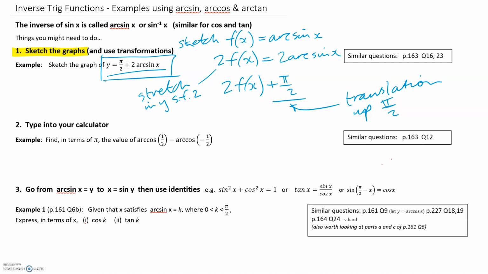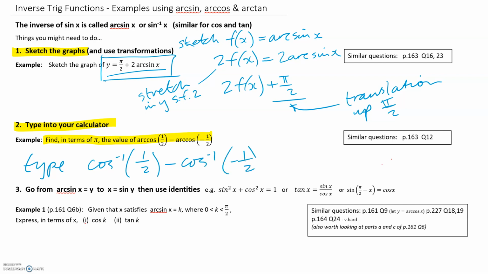Now these are even easier. If you're asked to find in terms of pi the value of this, you just type it into a calculator. So you would just type cos, you have to shift cos and then just half. Make sure you put brackets around these and close the brackets, but it's pretty hard to go wrong here, I think. I got minus pi over 3 for this. Obviously you've got to be in radians because it's talking about pi there.